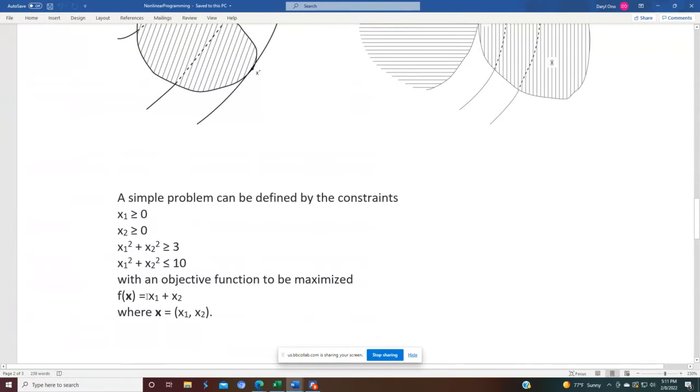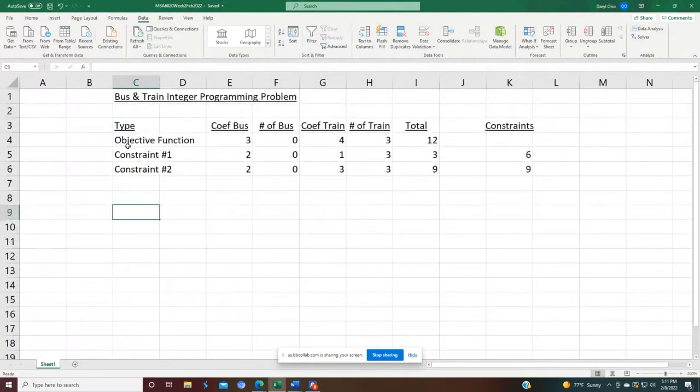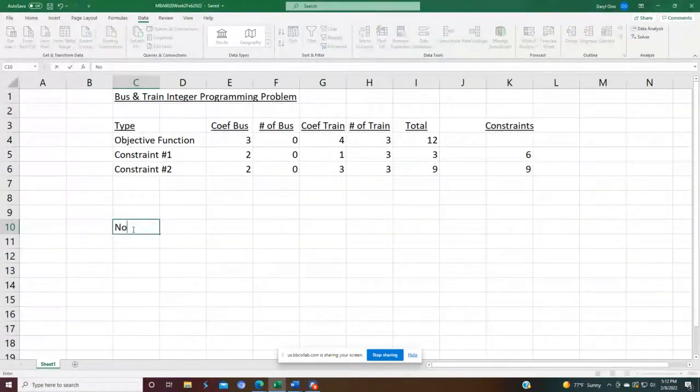So the objective function is x1 plus x2. Here are the constraints. x1 and x2 have to be positive numbers. So here are the constraints. x1 squared plus x2 squared is greater than 3. x1 squared plus x2 squared is less than 10. Those are the constraints. Here's the objective function. So here we go. So we'll do a nonlinear programming example.